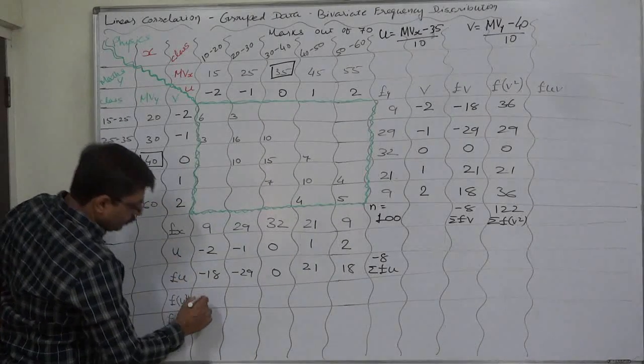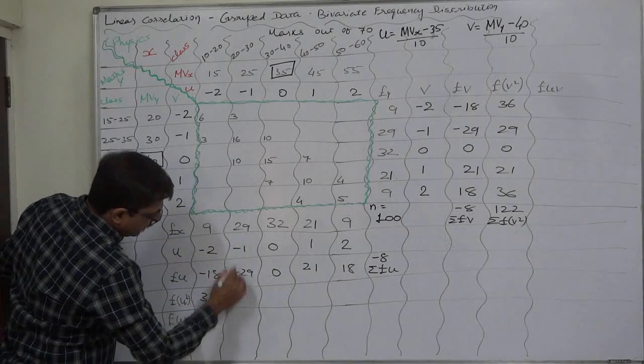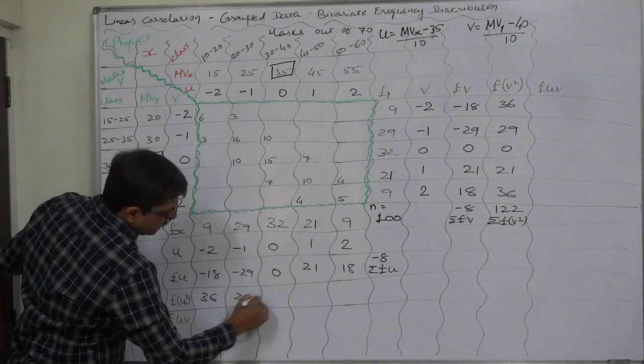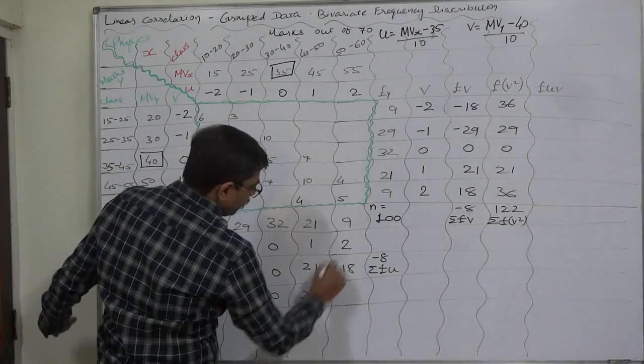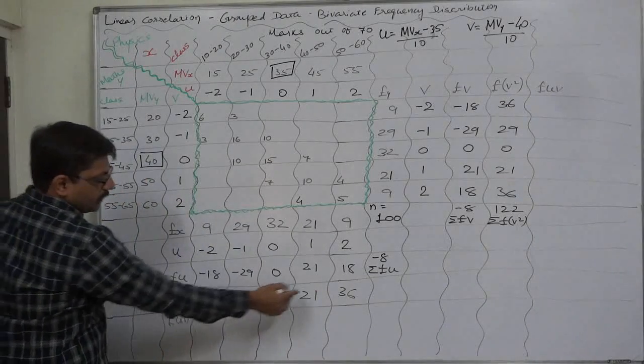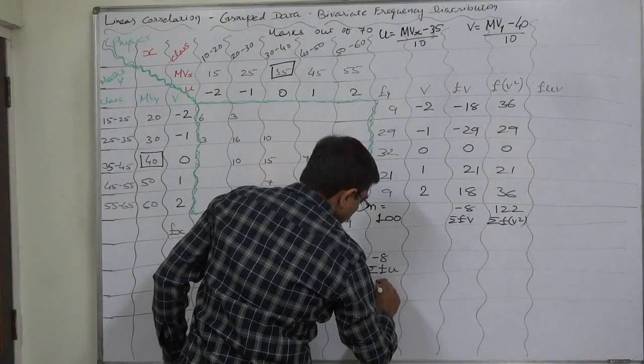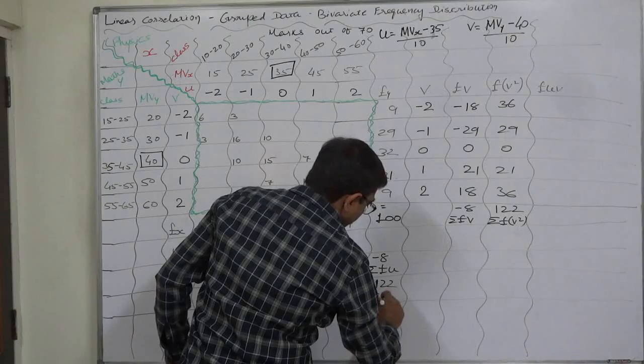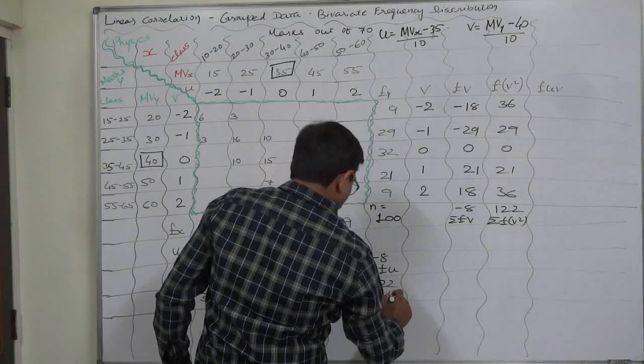Similarly, minus 2 into minus 18, 36, minus 1 into minus 29, 29, 0, 1 into 21, 21, 2 into 18, 36, 36 plus 36, 72 plus 50, 122. Sigma F U square.